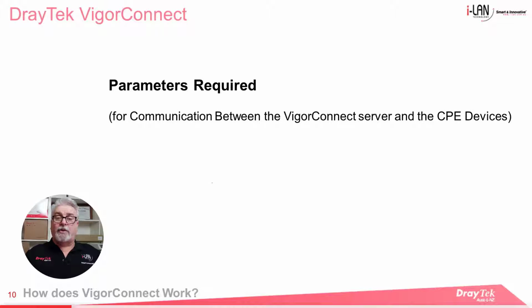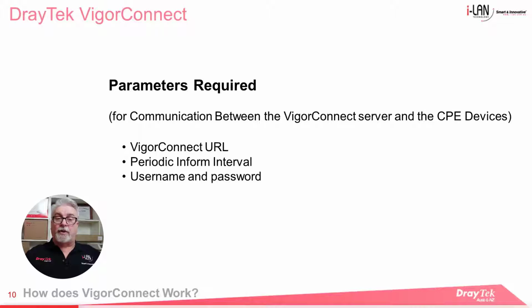There's several parameters required for communication between the VigorConnect server and the CPE devices. These are the VigorConnect URL, this is the internet address or IP address of the VigorConnect server. The periodic inform interval, this is the time period before the CPE device contacts the VigorConnect server. And the username and password, this is used to authenticate the CPE device on the VigorConnect server.